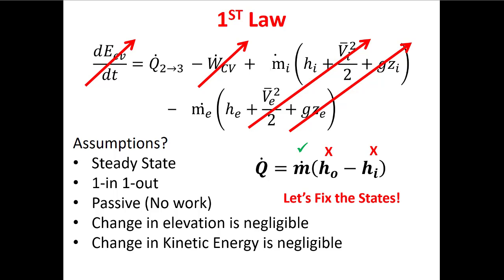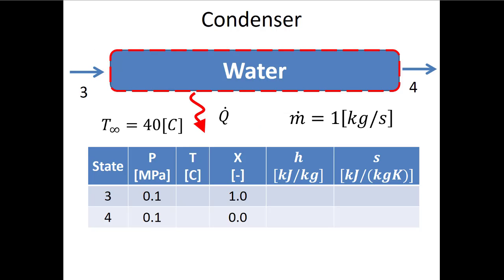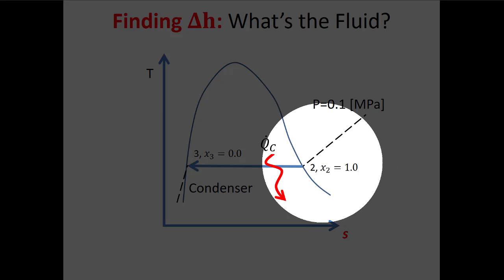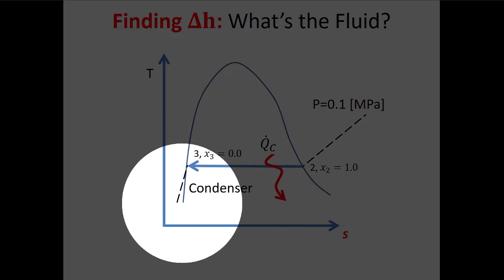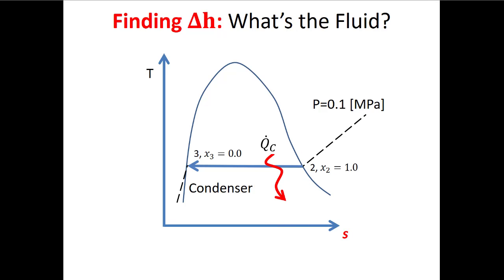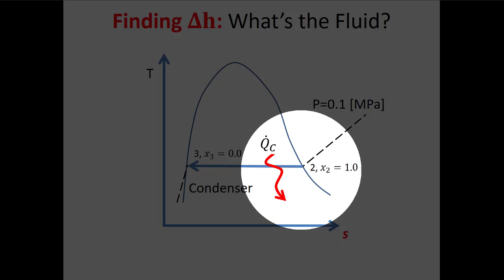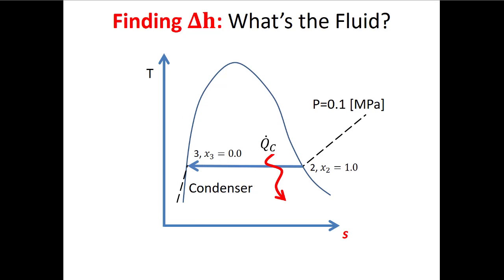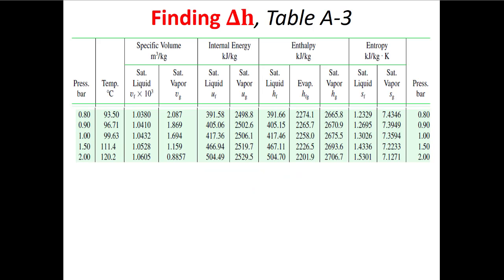So now we need to figure out what H out and H in are. Now in this case, we know the pressure and we're given quality at both states. So I know that my condensation process, if I was sketching it out, is actually cutting right across the vapor dome. We move from this state at saturated vapor down to this state at saturated liquid. So first we'll do the saturated vapor state.